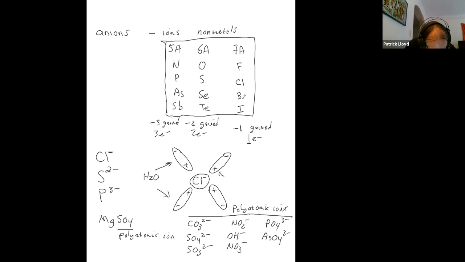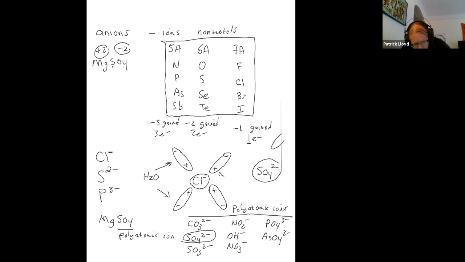So if you see MgSO4, what you want to do is you want to say, hey, you got your metal. So there's your +2 magnesium. And then you see SO4, don't break that up into separate ions. It's not a sulfur ion and an oxygen ion. It's SO4. So you come over here and go, oh, it's -2. So this one's -2. And again, because they're charged, they're going to be soluble in water.